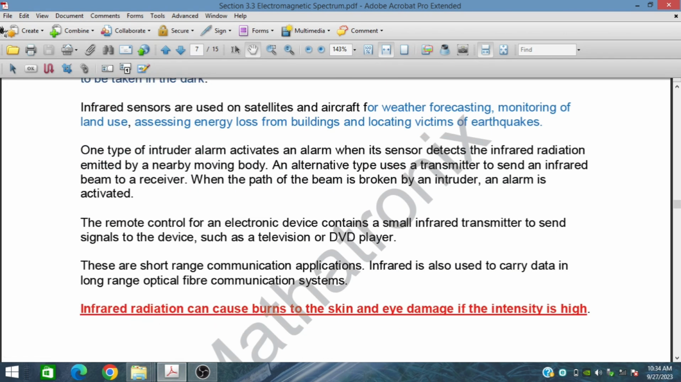Infrared radiation can cause burns on the skin and eye damage if the intensity is high. If infrared radiation is used at a very low intensity, it doesn't cause any harm. But if the intensity is high, it may cause burning of the skin and eye damage.